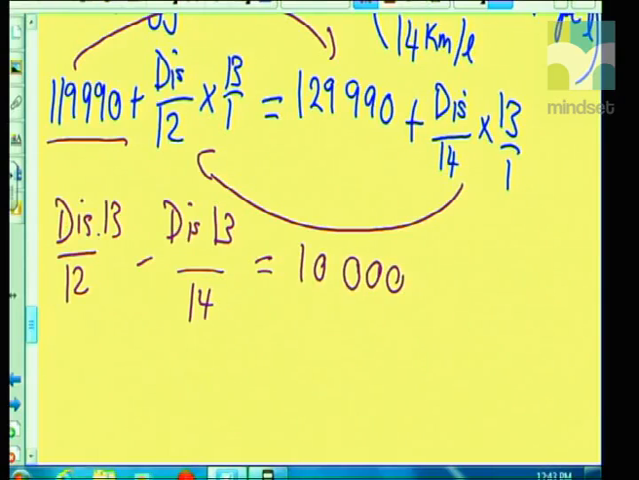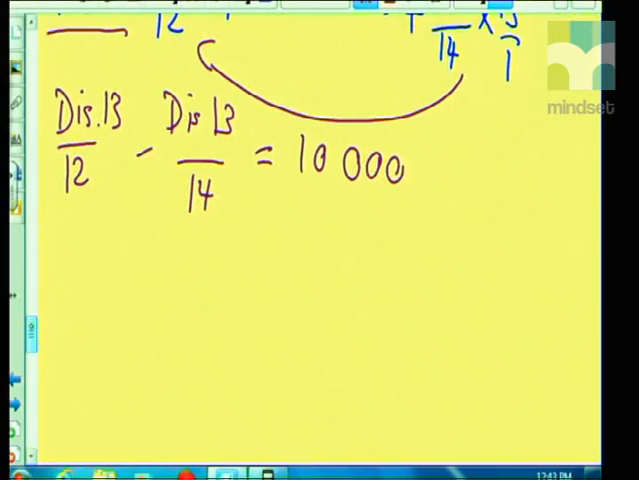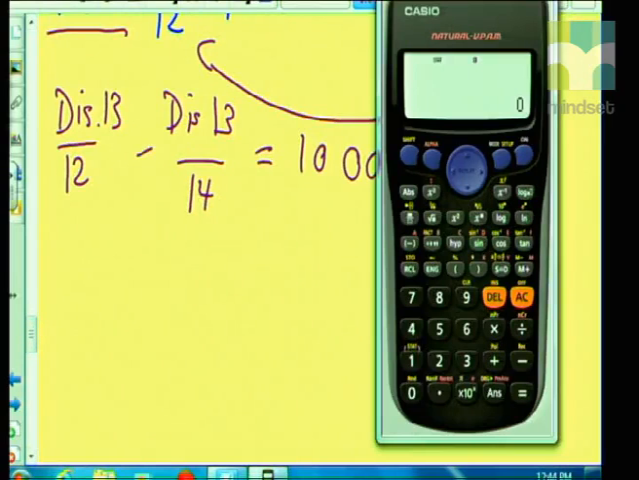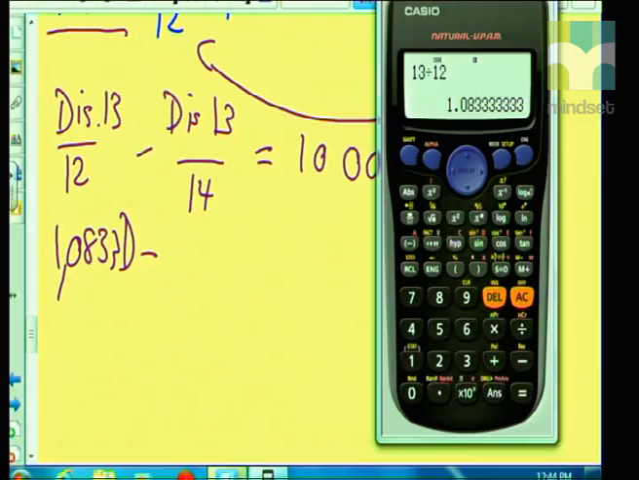Hope you've got that. Now, this is awkward. This is still a little awkward. I haven't got it the way that I want it to be, because I've got figures that are ugly. I want to try and get them to be the same. So what I'm going to do is use my calculator. I'm going to say 13 divided by 12 is equal to 1.08333. And over here, I'm going to subtract from that. That's a distance, and I'm just going to put the D there.